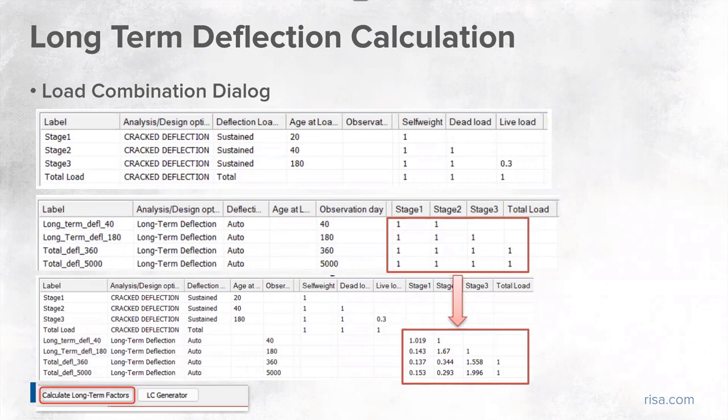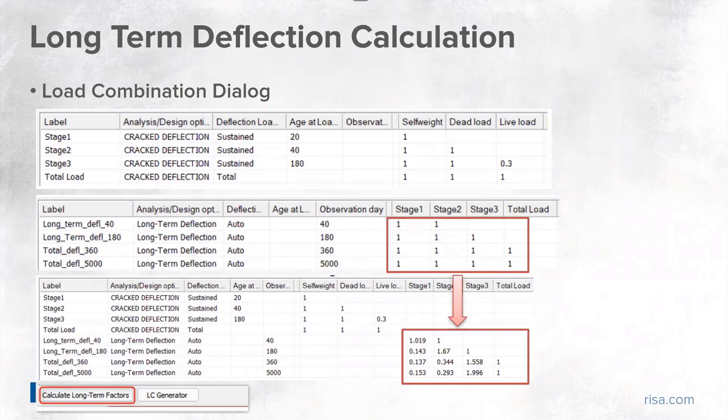And if you look at the second screenshot, we also need to define our long-term deflection load combinations. So here in the analysis and design options, we would need to choose the long-term deflection option. And then the third column here is the deflection factor calculation option. So here we would choose auto so that the program will automatically calculate these factors. Here you can also choose user input, so you can just manually input all these factors and the program will use the factors you input instead of auto calculating them. And then the observation date, which if you recall would be the T in the previous equations, we will define as 40 days, 180 days, 360 days, and also 5,000 days.